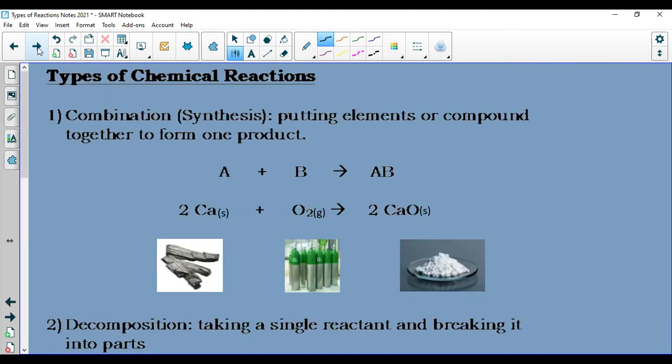So our first type of reaction is called a synthesis reaction or combination. And the name is really telling us what's happening. We're going to put elements or compounds together to form one product. And those reactants are going to be simpler and the product will be more complex. So whatever is happening, we are putting two things together into one.